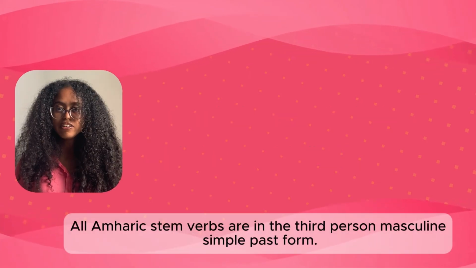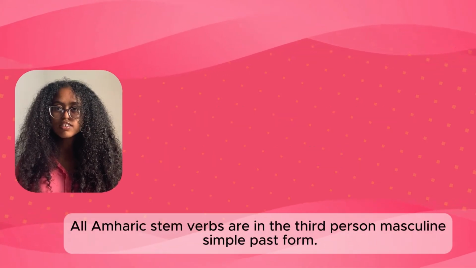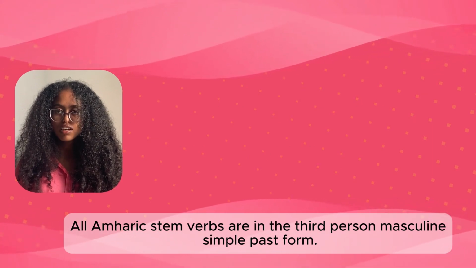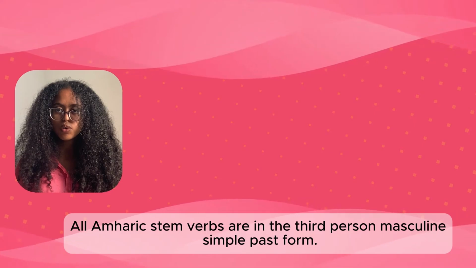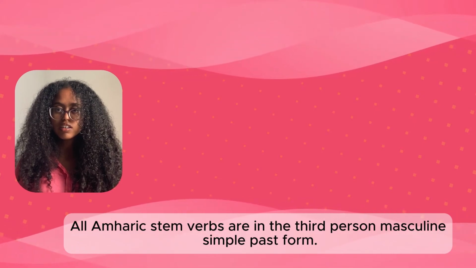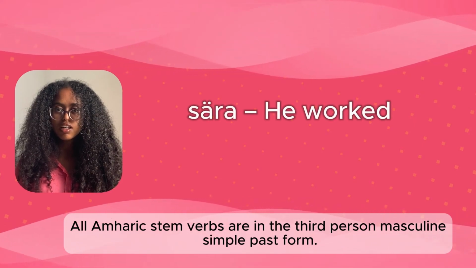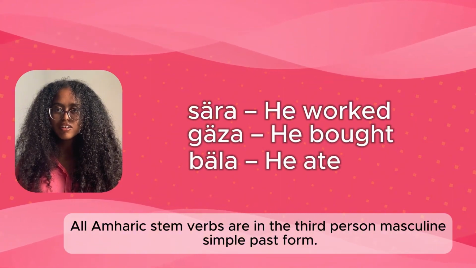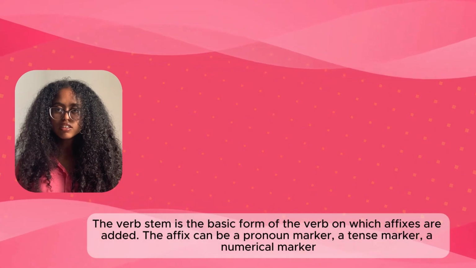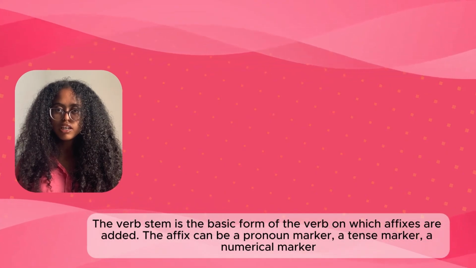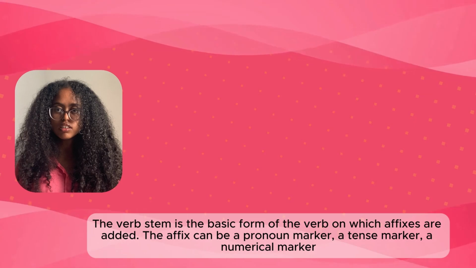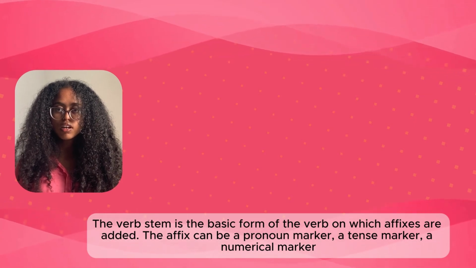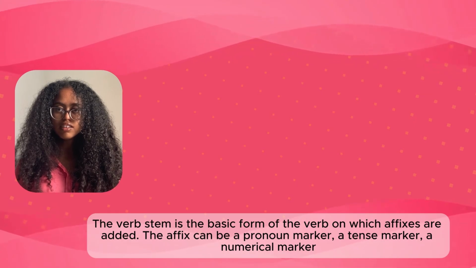In the Amharic dictionary, verbs are set in third person, masculine, and simple past form. Examples are ሰራ, ገዛ, and bella. Other than that, we add affixes, meaning prefixes and suffixes, to indicate pronoun, number, and tenses.